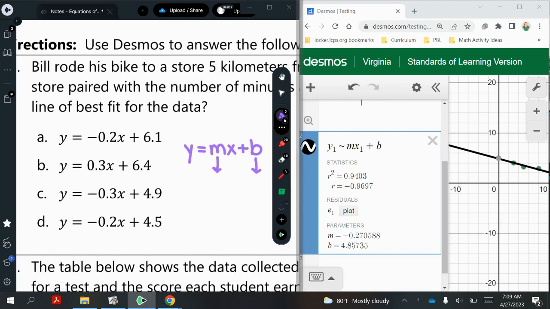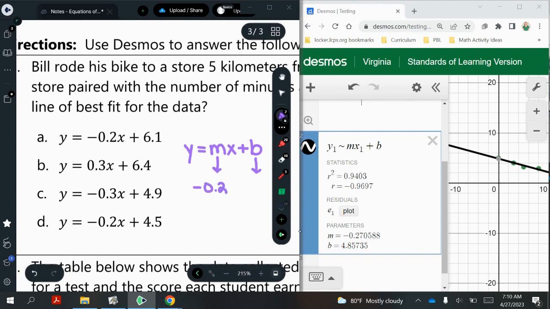The m is coming right from Desmos. If you see under parameters, m equals negative 0.27. I'll round to the nearest hundredth, and I'll keep my x and my equal sign and my y. And then I replace my b with what I see it's equal to in Desmos, which is 4.86, again rounding to the nearest hundredth. As you see, in Desmos, they don't give me a value for y or x, so I'm keeping those variables. All they give me in my parameters to replace is the m and the b.